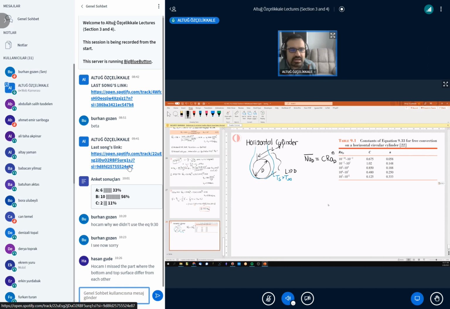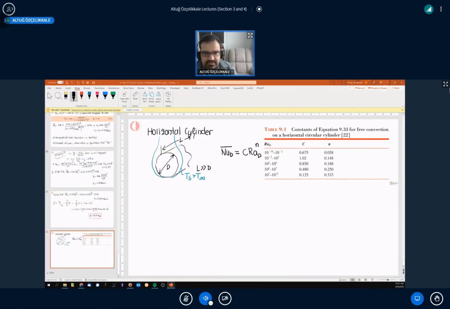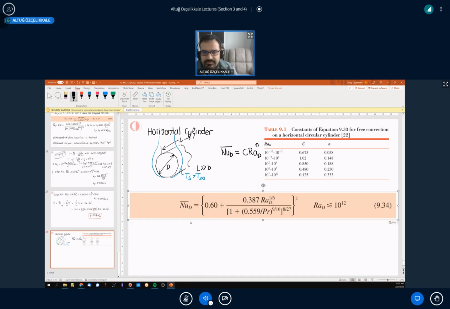Okay, but then Churchill and Chu wouldn't find this sufficient. They actually said, how about coming up with a single correlation for the whole range? And this is for the whole range, up to Rayleigh number less than 10 to the power 12. And you can use that correlation. That's it. That's for the horizontal cylinder.